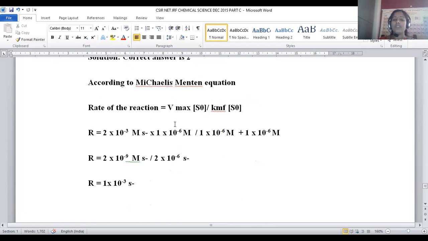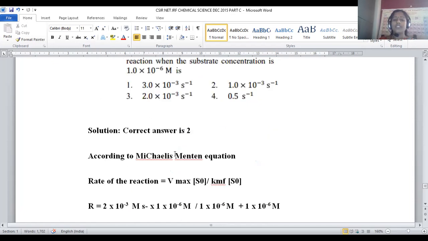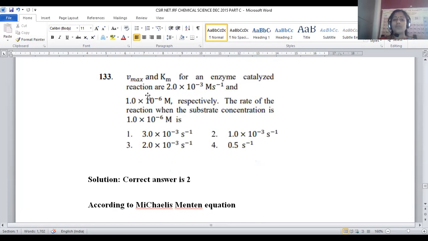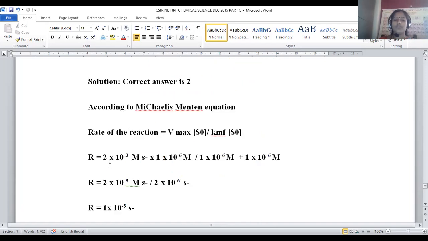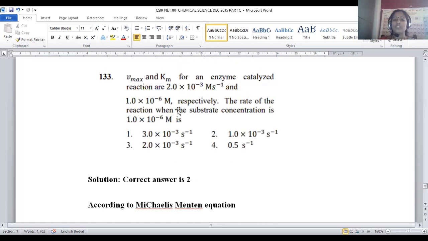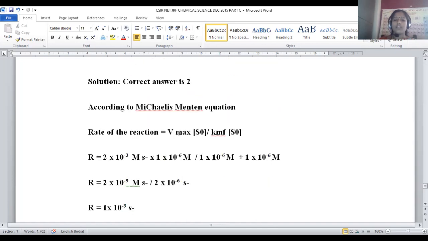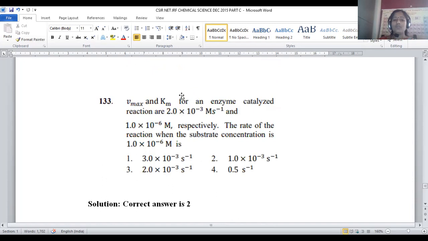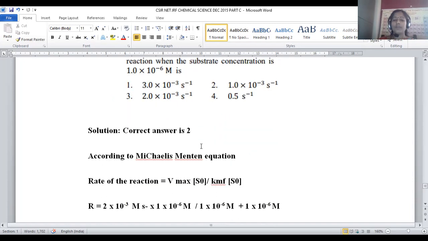Rate of the reaction is given by Vmax S naught by Km plus S naught, where the rate of the reaction is equal to Vmax. The value is given within the problem. How much? 2.0 into 10 to the power minus 3, times S naught, the substrate concentration. The substrate concentration is also given: 1 into 10 to the power minus 6. So Vmax is 2 into 10 to the power minus 3, into 1 into 10 to the power minus 6, by the Km value.